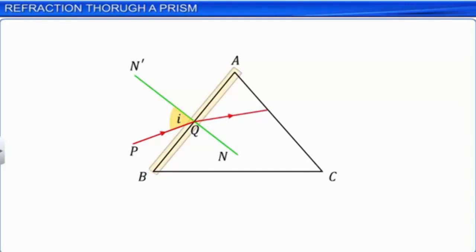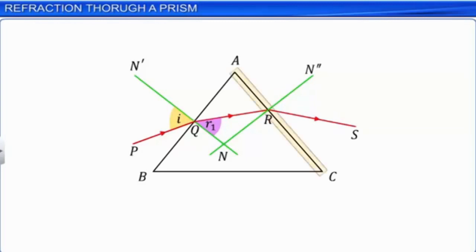The refracted ray QR is incident on the refracting surface AC at R and emerges along RS from the prism. Let NN" be the normal to the surface AC at R. For refraction at the surface AC, let the angle of incidence be R2 and the angle of refraction be E, which is also known as the angle of emergence. The angle between the incident ray PQ and the emergent ray RS is called the angle of deviation D.